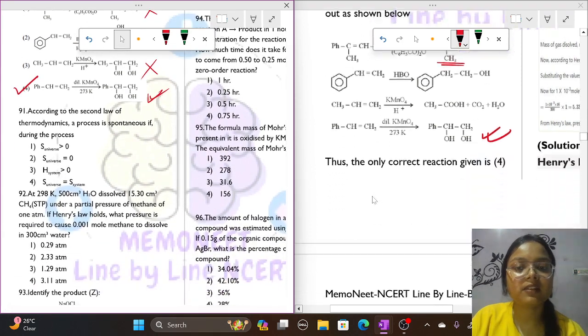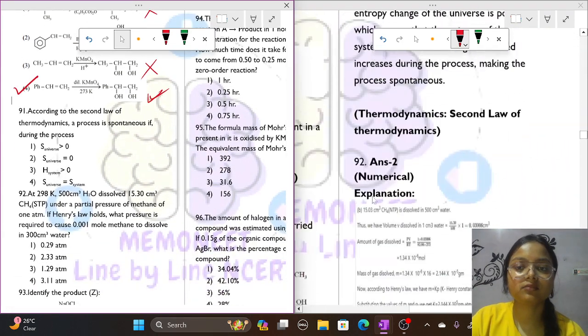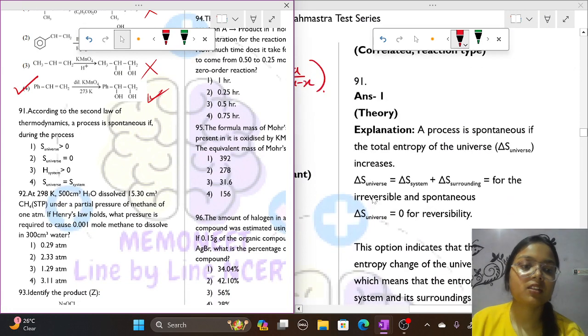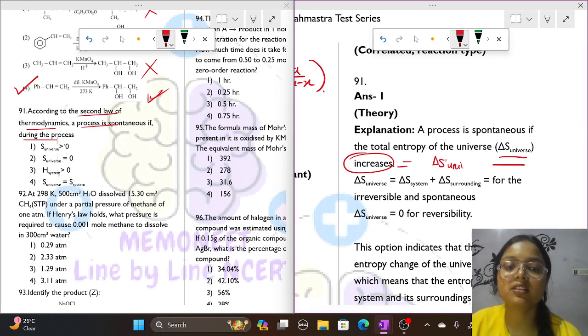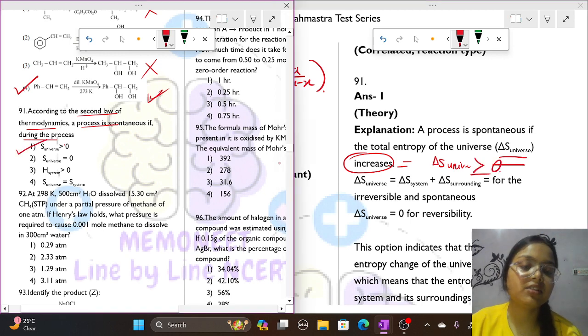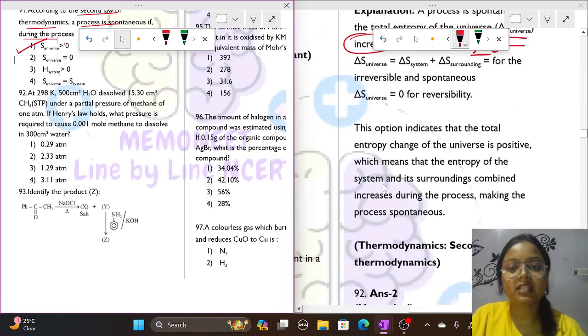Question number 91 says that according to the second law of thermodynamics, a process is spontaneous if during the process, the delta S universe should be greater. Delta S increases, then only the reaction is spontaneous, which means delta S universe should be greater than 0. Then only the reaction will be spontaneous.